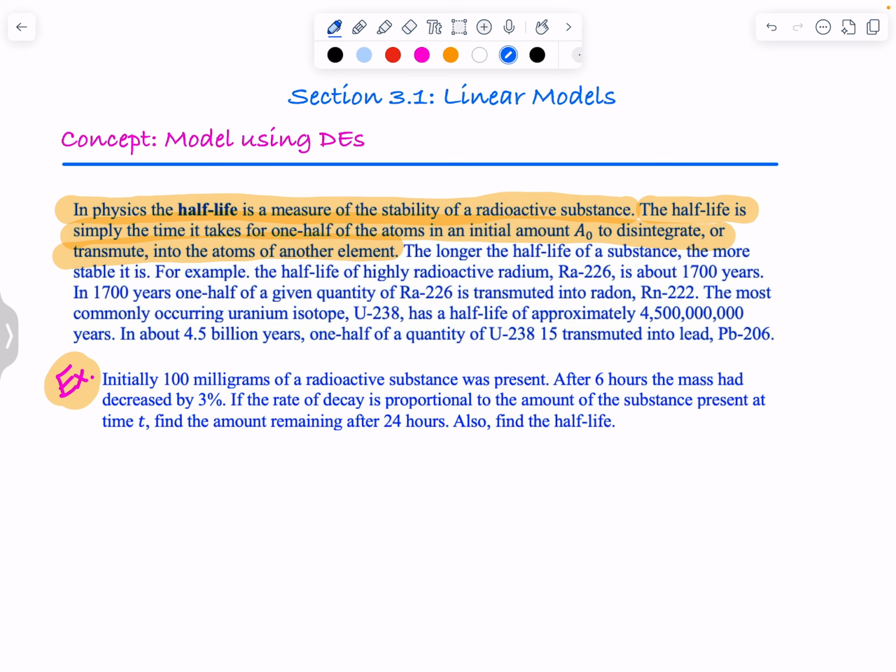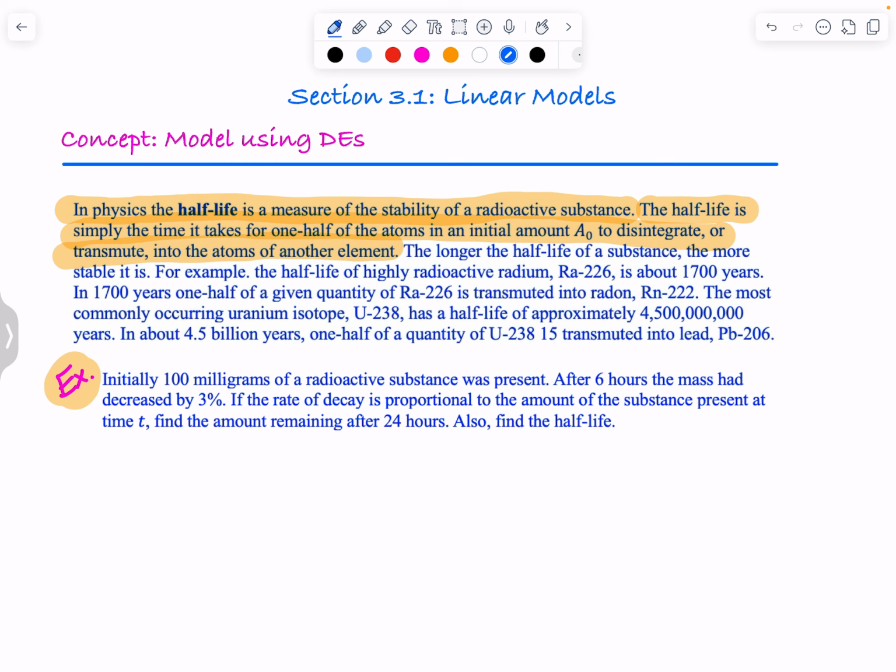Half-life is simply the time it takes for one half of the atoms of the initial amount A naught to disintegrate, or to transmute into atoms of another element. So we have this measurement that we can use for substances that decay over time. This is used on the next slide where we'll use carbon dating. But a couple of examples here they gave us.